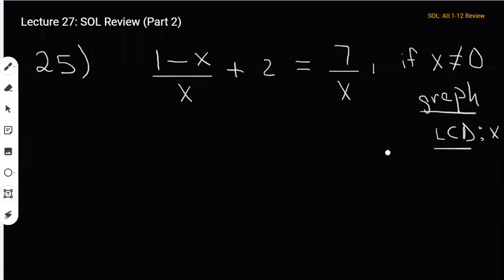Let's find a least common denominator. Now, since I know that my least common denominator is going to be x, I really don't have to change this fraction or this one. Really, I just need to rewrite the 2 somehow. So how can I rewrite 2 so it has a denominator of x? So it matches up with this fraction and this fraction. Let's talk about that.